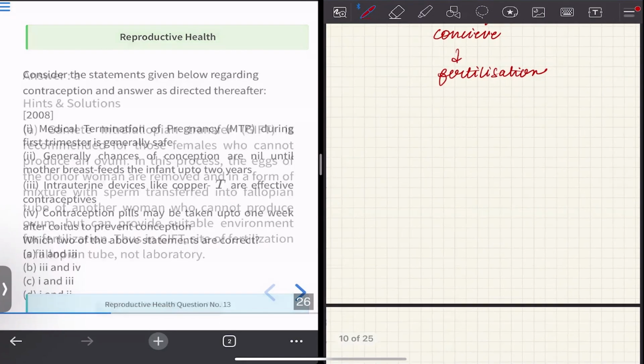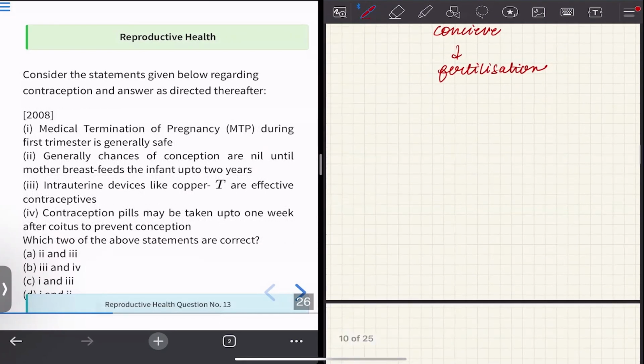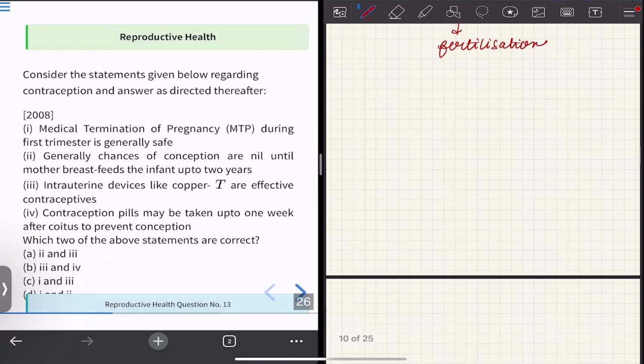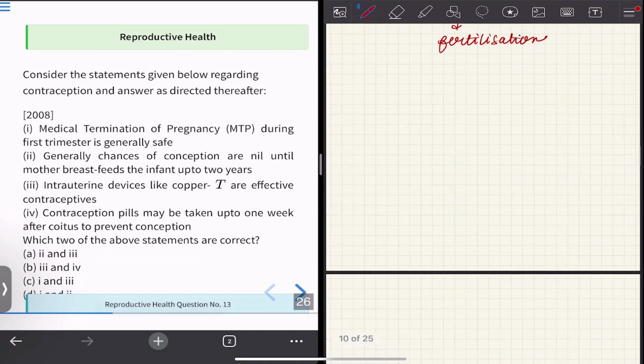So which of the following statements are correct? Question number 13, we have to tell the statements which are correct. 1, 2, 3, and 4. They have said that the MTP during first trimester is generally safe, which is correct. Then, generally chances of conception are nil until mother breastfeeds the infant up to 2 years. This process is known as lactational amenorrhea.